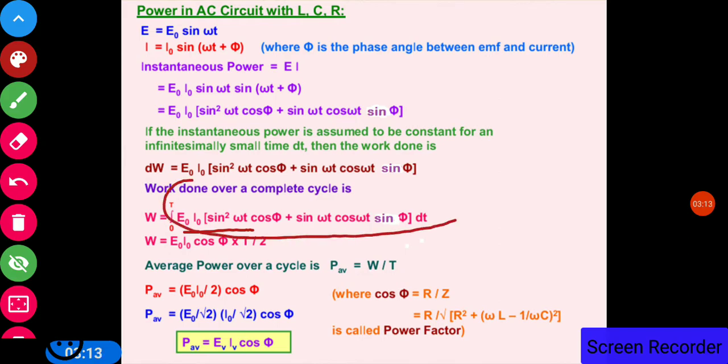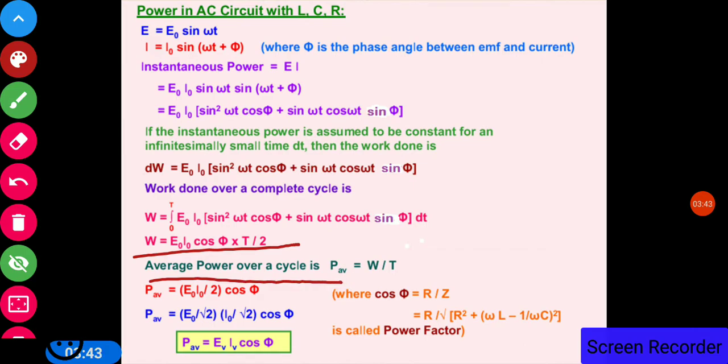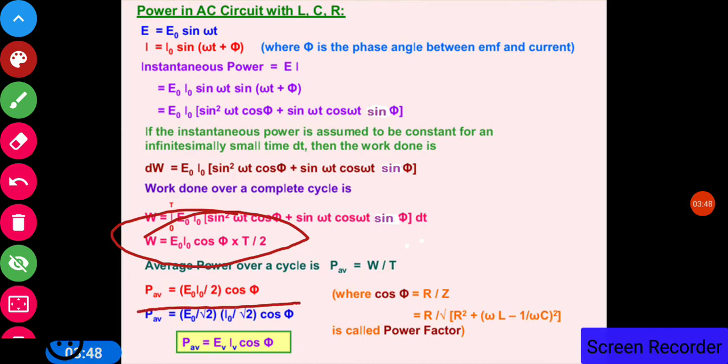So this whole expression we can write as E naught I naught cos phi into T by 2. You can directly write it, or if you want to expand and simplify the whole expression, it will take 3-4 steps, you can also do. But if you write directly, then there will be no marks deduction. So you can write directly E naught I naught cos phi into T by 2. Now, average power is equal to work upon time. So from this expression, work upon time will give you E naught I naught upon 2 into cos phi.